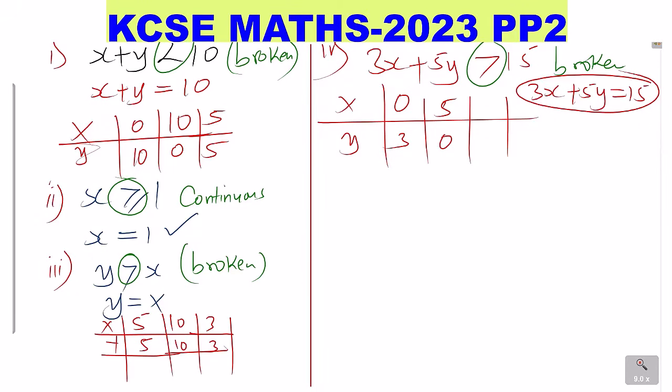The next one, y is greater than x. The line is y is equal to x.